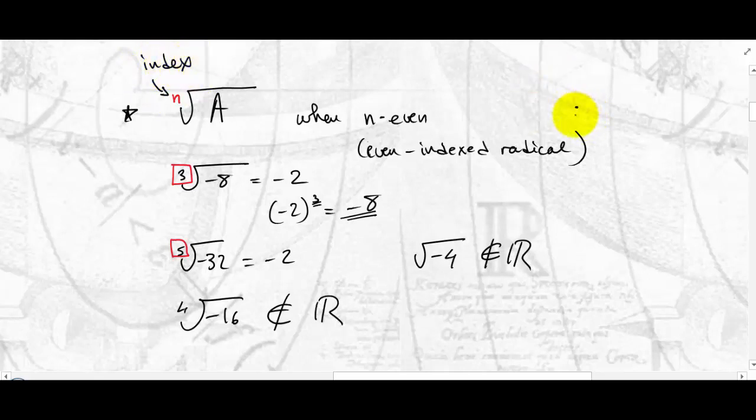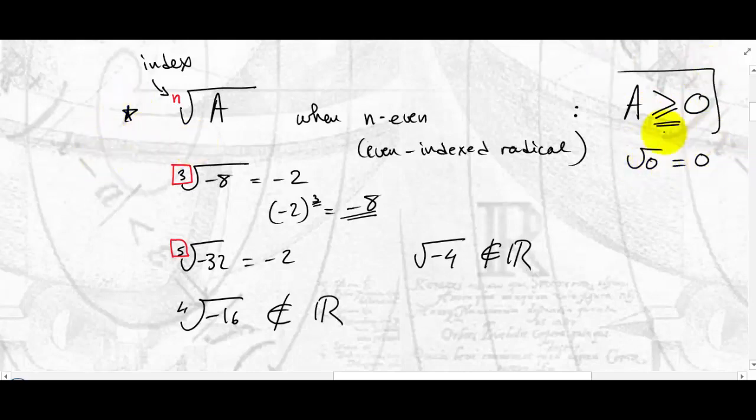So what is the criteria? You will take the radicand and you will make it positive or equal to 0, okay? It's fine if it's equal to 0. The square root of 0 is 0, all right? So this is the second criteria.